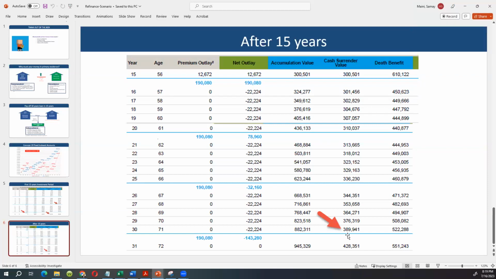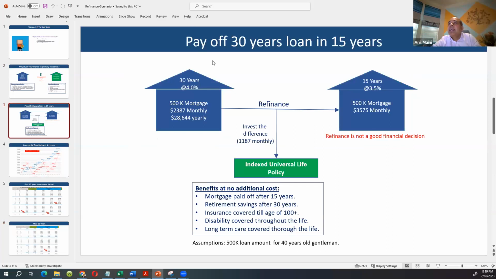Anil bhai, I have one question. The monthly payment is around $3,500, right? Actually, here I did the calculations. For a 30-year loan at 4% interest with a $500K mortgage, $2,387 is the exact monthly payment. If this person goes for 15 years, his interest rate is usually 0.5% less, and his monthly payment will be $3,575. So the difference is $1,187, and that difference he is putting into IUL.